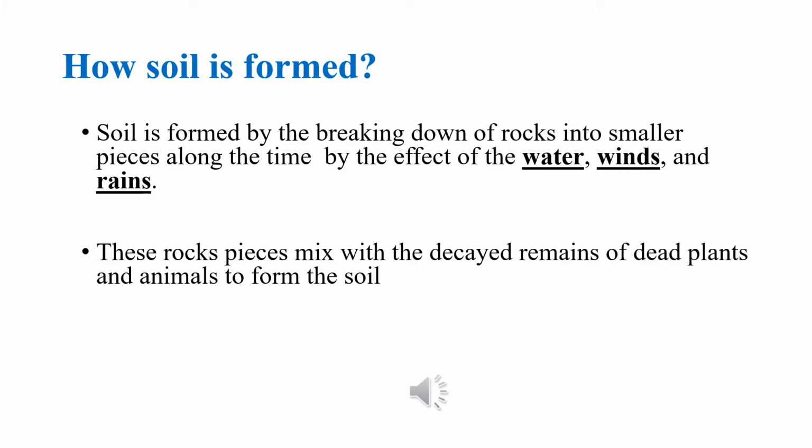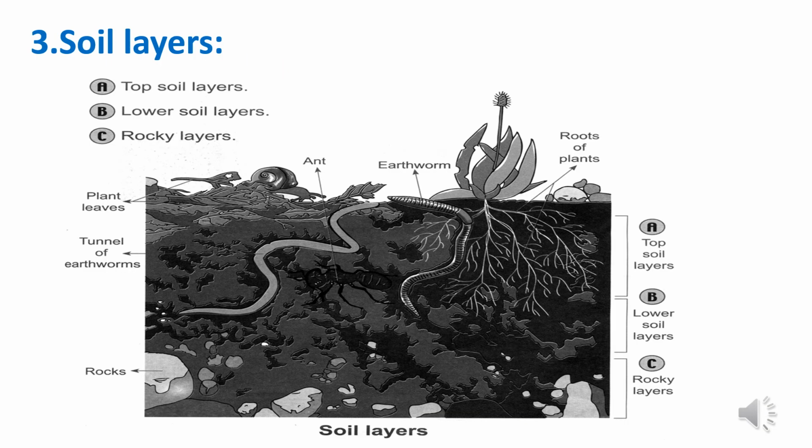How is the soil formed? Soil is formed by the breaking down of rocks into smaller pieces along the time by the effect of water, winds, and rains. These rock pieces mix with the decayed remains of dead plants and animals to form the soil. Now let's talk about the last part of the lesson, soil layers.